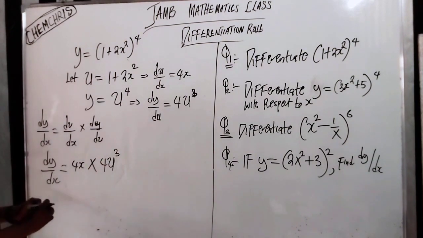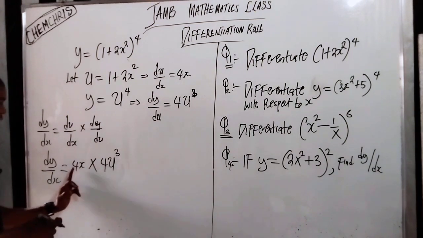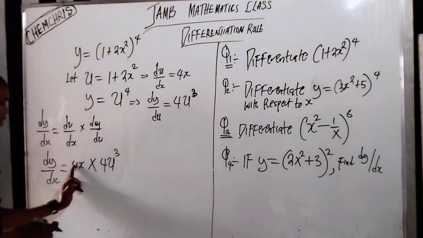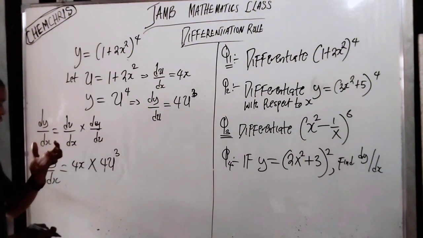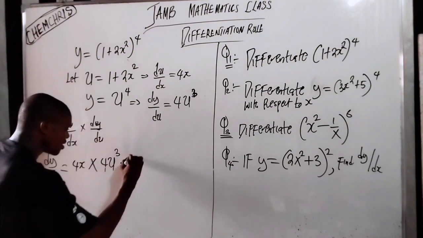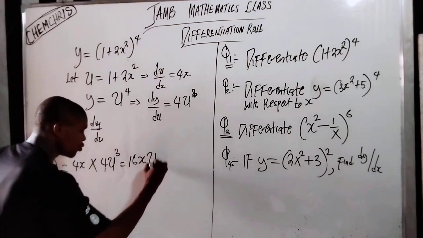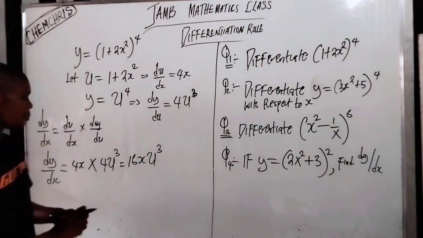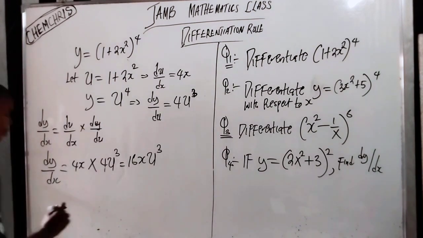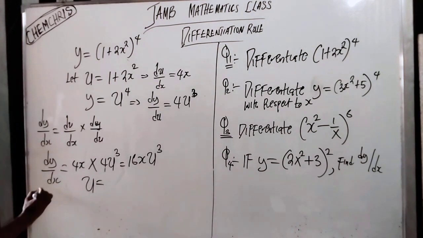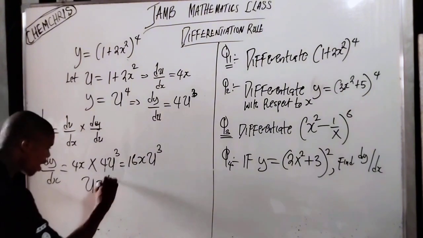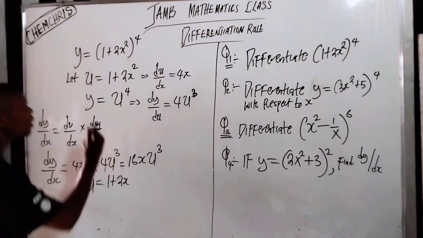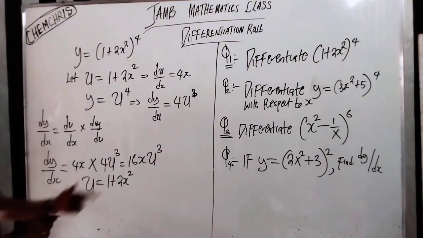Can you see that? So you multiply this one here. 4 times 4 is 16. So it's going to be 16x times u raised to 3. Can you see that? Now, but remember, my u is 1 plus 2x all raised to 2, so I will place it there.